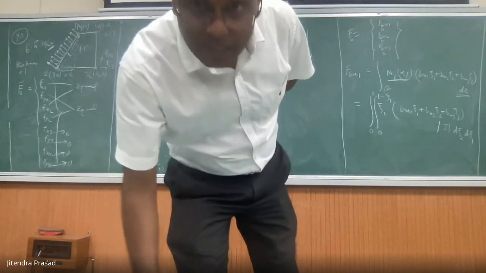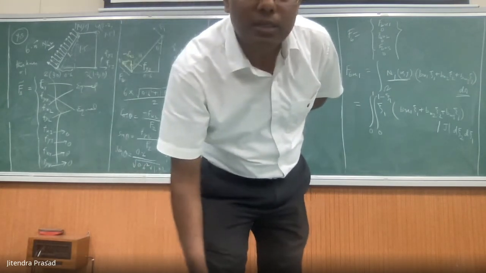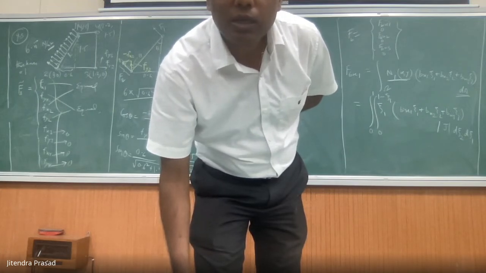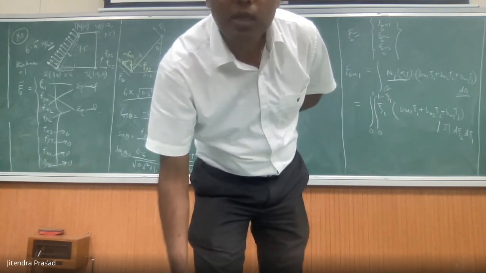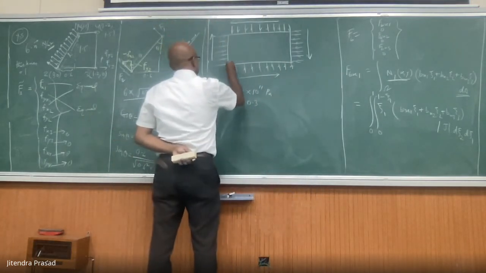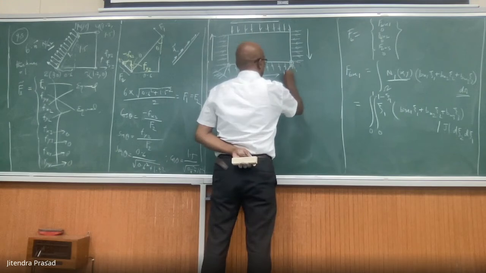The essential boundary conditions are UAX, UAY, UBY equal to 0. So this is fixed, and here we have a roller.